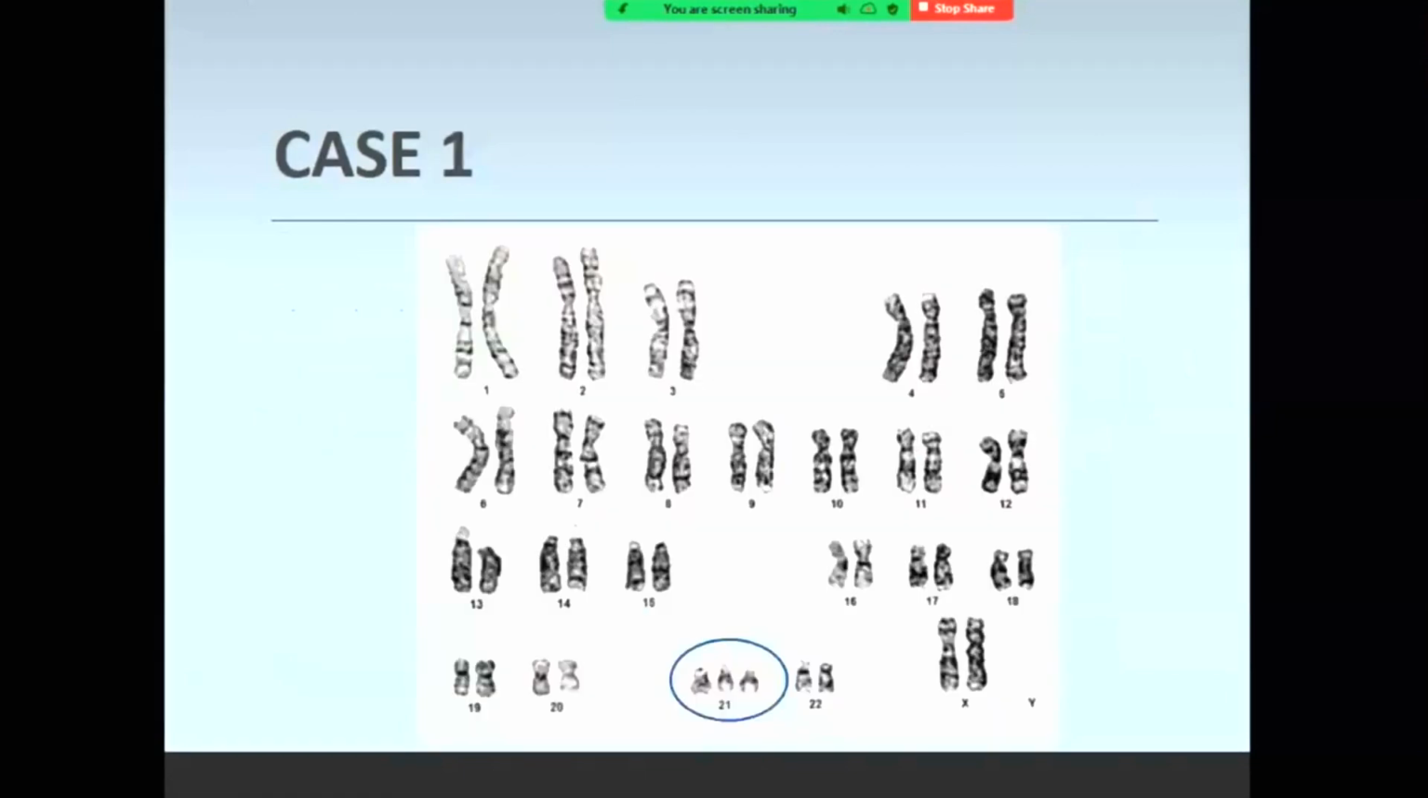So in this case, we will reach the diagnosis by any of the investigations, either by MLPA or by QF-PCR or FISH or karyotype. Okay. So for major chromosomal abnormalities, any of these methods will be good.